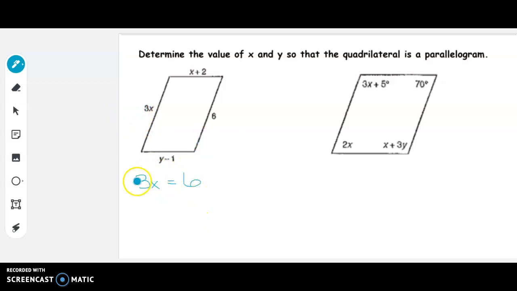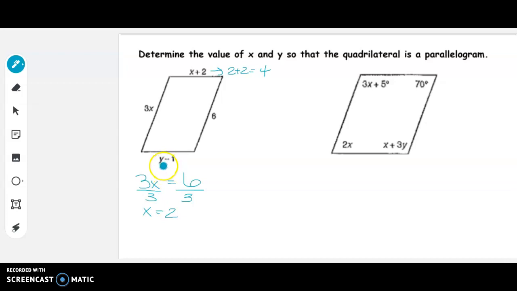So that sets up my equation. I know in parallelograms, opposite sides have to be congruent. So I'm going to set that up, solve for x, 3x equals 6, x is equal to 2. Now I can substitute that 2 in here. So now I get 2 plus 2 equals 4.